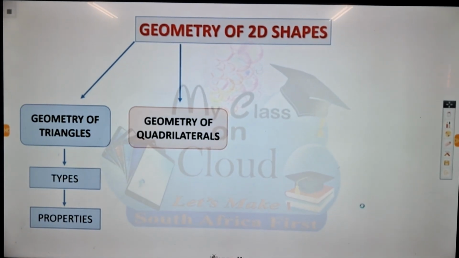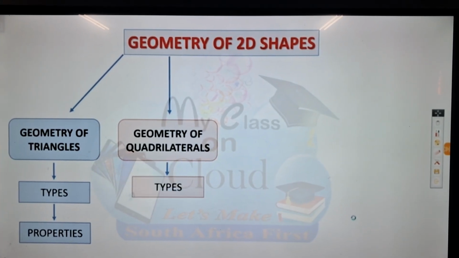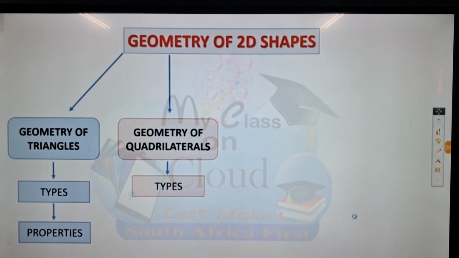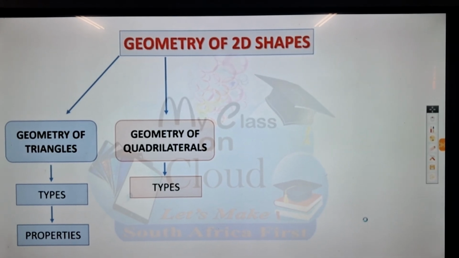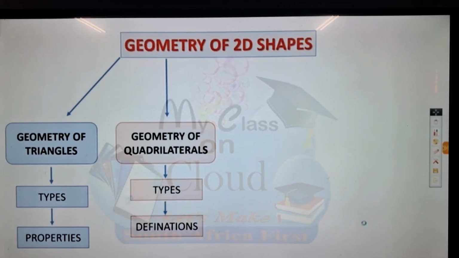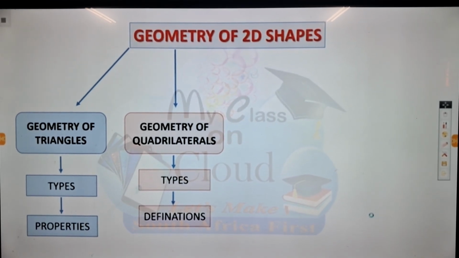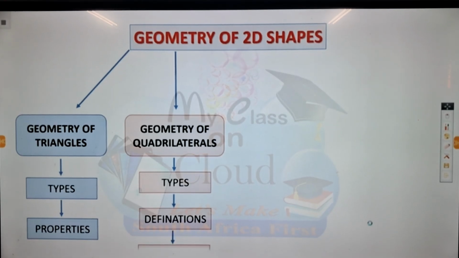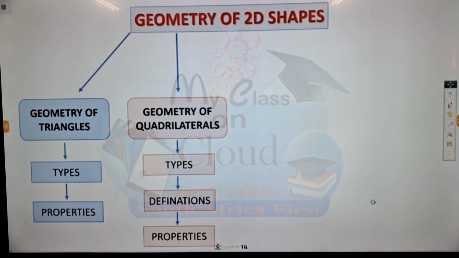What are we going to study under quadrilateral? We are going to study types of quadrilaterals. Again, there are various different types of quadrilaterals. We are then going to look at the definition of these different types of quadrilaterals. Finally, we are going to look at the properties of all those quadrilaterals that we are studying.